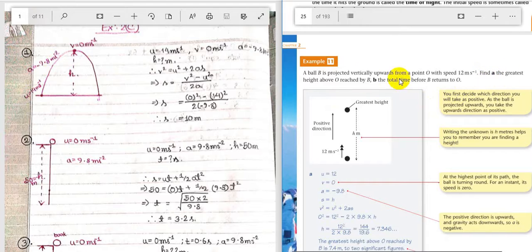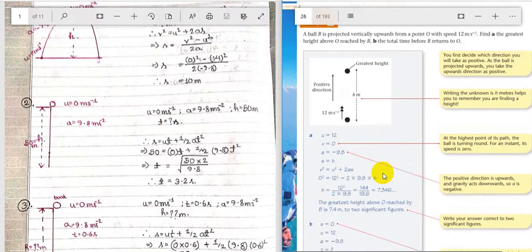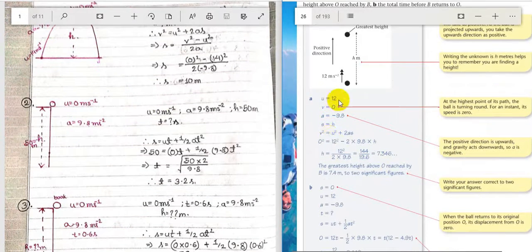It wants you to find the greatest height above O reached by B. The greatest height is the difference from this point to this point, that is the maximum height to its ground level. So for part A, list all the information. Listing all the information is important here because the directions are also different for some particles, and some are regarded as minus.